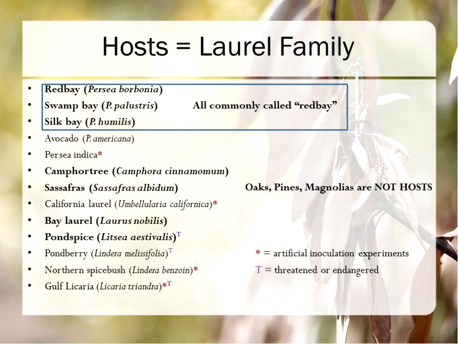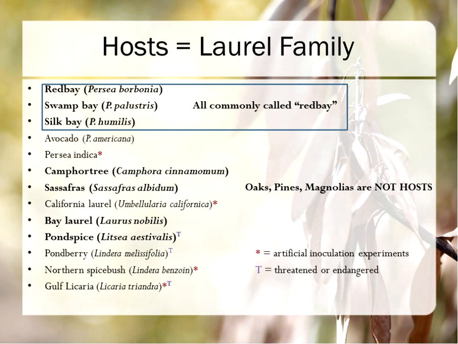A lot of times what you hear is redbay, and that's a common term for a species complex. And you have redbay, swampbay, and silkbay, and they're all very similar. They just have different ecotypes, slightly different anatomical differences, but you're pretty safe if you just want to call them redbay. There's camphor tree, sassafras, bay laurel, and pond spice. Those are the ones I'm going to talk about.